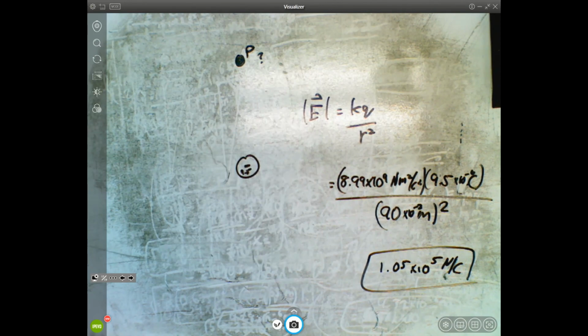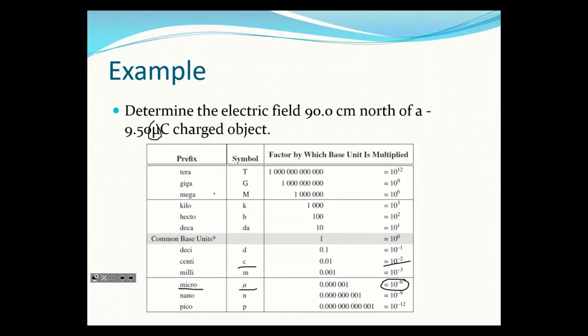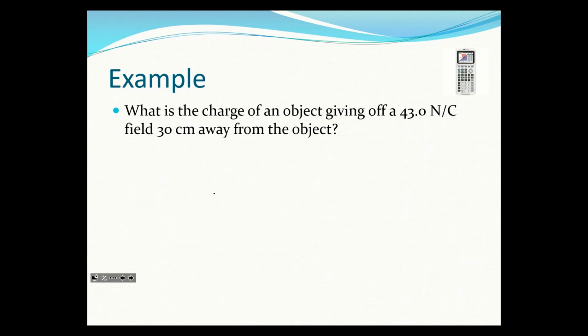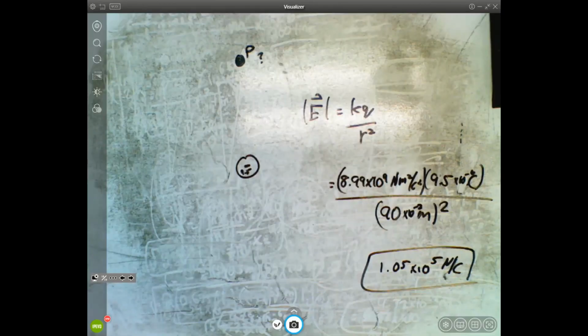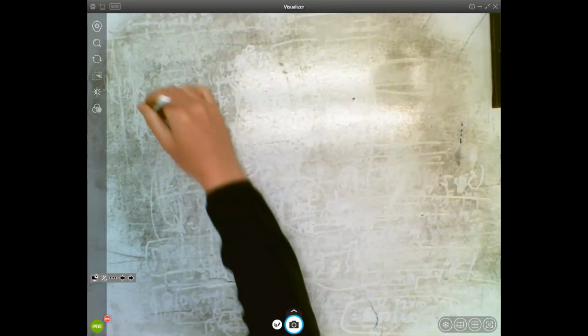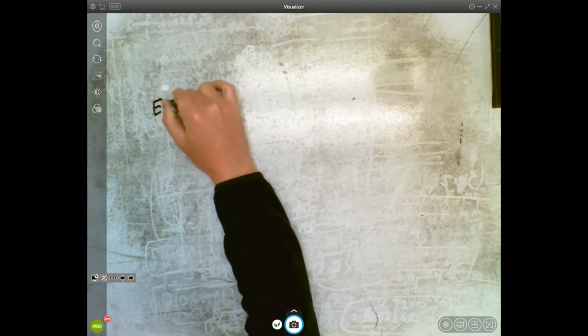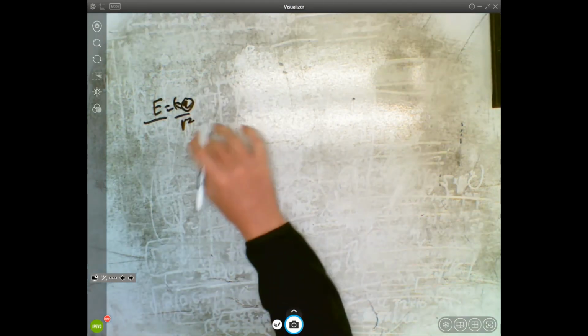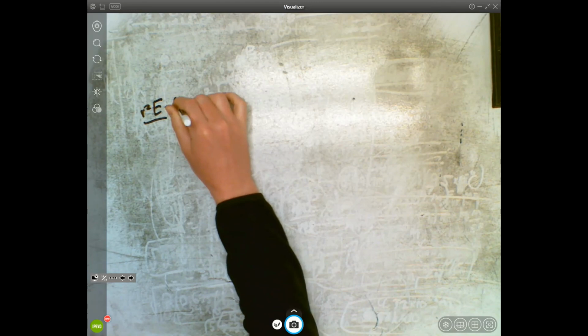So we got a couple more questions and then we're done. What is the charge of an object giving off 43 newtons per coulomb, 30 centimeters away from our object? Okay, so let's do this one. I'll switch to this again. So we're going to be using the same formula, but this time we're trying to find charge. So we have to rearrange it. So we can move the r squared diagonally up here, and then the k diagonally down there. And that's how we'd find our charge.